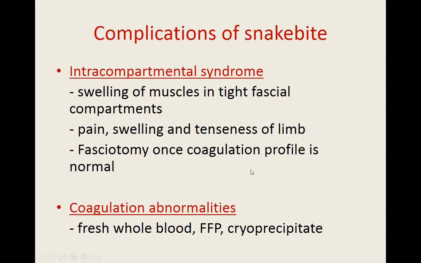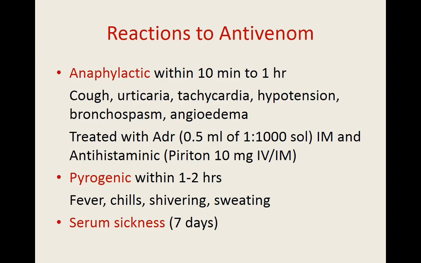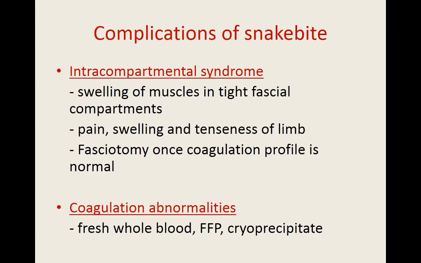So now, complications of snake bite per se. We have talked about the possible side effects or adverse effects of anti-snake venom. Now we'll talk about complications of snake bite per se. If a snake bite is untreated, what can happen? So, intracompartmental syndrome. This is the swelling of muscles in tight fascial compartments, with pain, swelling and tenseness of the limb. This is called intracompartmental syndrome. It can be treated with fasciotomy, a surgical procedure, once the coagulation profile is normal.